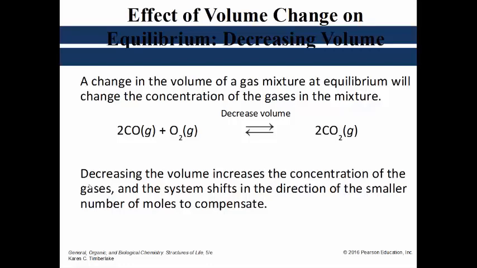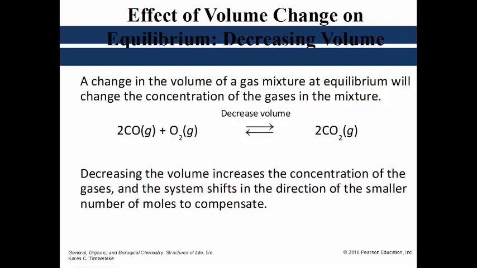Alright, now we'll talk about how the volume of a gas can impact equilibrium reactions. And it's important to remember that when we're talking about increasing or decreasing volume, with these kinds of reactions we're only talking about gases. So if you change the volume of a gas in a mixture, that will change the concentration of those gases, either making it go up or making it go down.